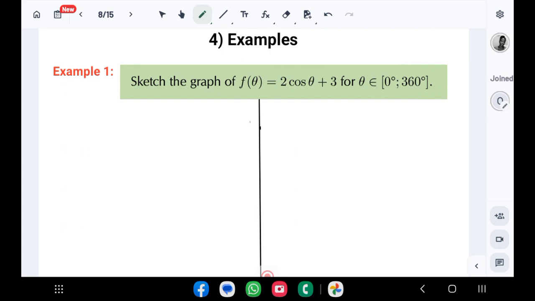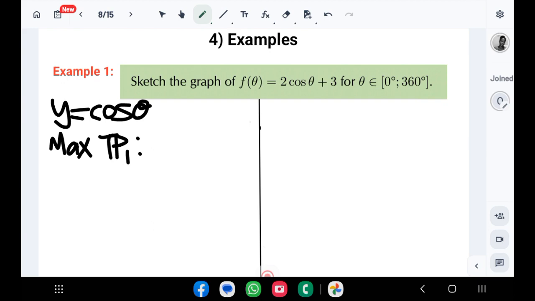Remember, for the standard y equals cos theta graph, these are your milestones. These are your important points. The first one is the first maximum turning point, maximum turning point 1. This is at the point of 0 degrees, and the y-intercept is 1. That's the first maximum turning point.